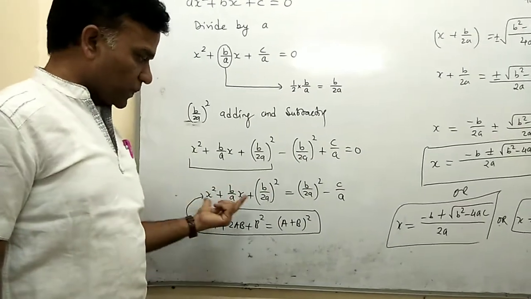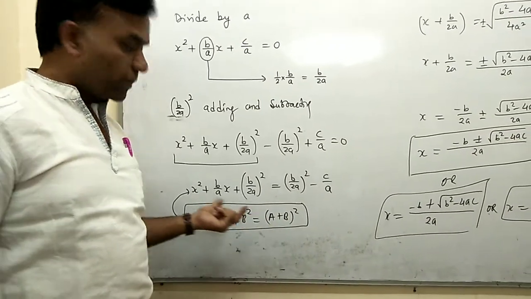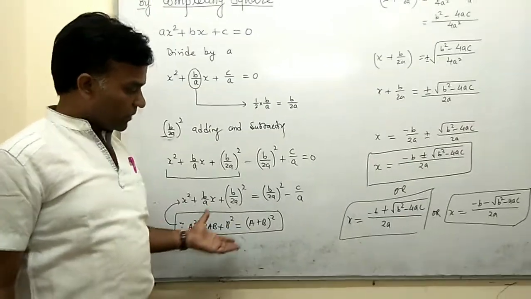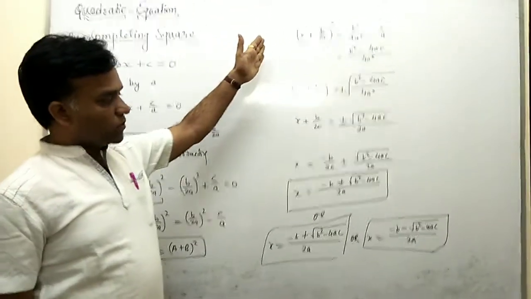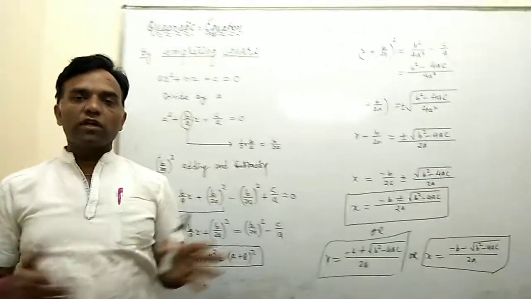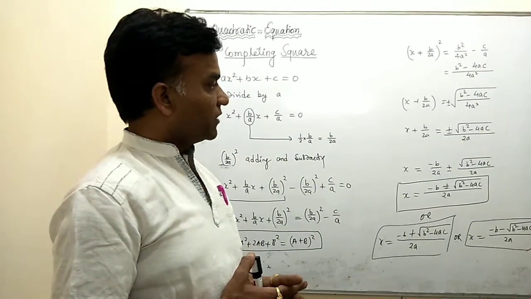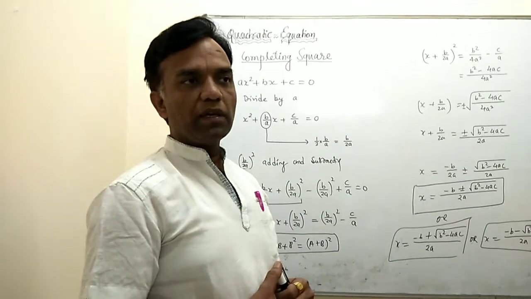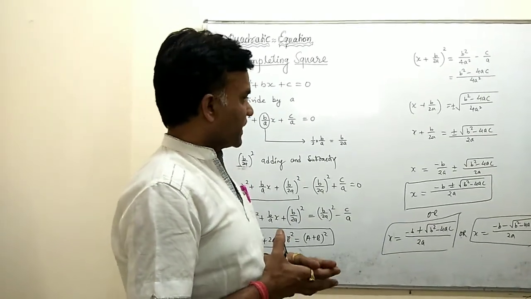Now this rest part is framed like the whole square identity, a plus b whole square or a minus b whole square, depending on the given sign. Then we proceed with the simplification, and you get the solution of the quadratic equation by the completing the square method. I think this is a very easy method in which you use only one or two concepts and then you get the solution.